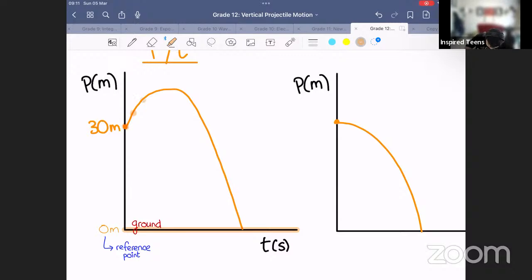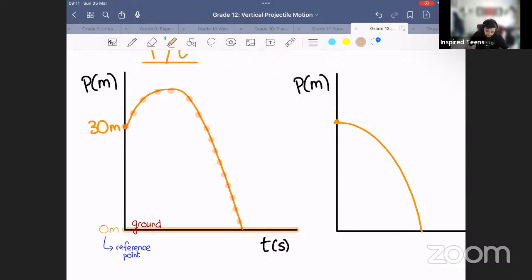At 2 seconds, it's there. At 3, it's there. At 4, it's there. At 5, it's there. At 6, it's there. At 7, it's there. 8, 9, 10, 11. I don't know how many seconds this is, but basically that's the motion of the ball as we go, as we are moving with time. So that's why it's stretching out horizontally.